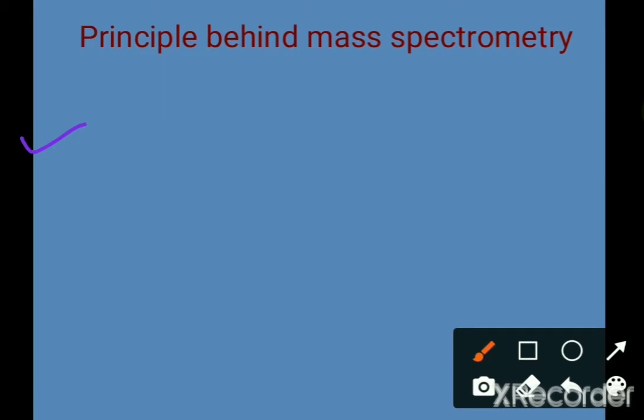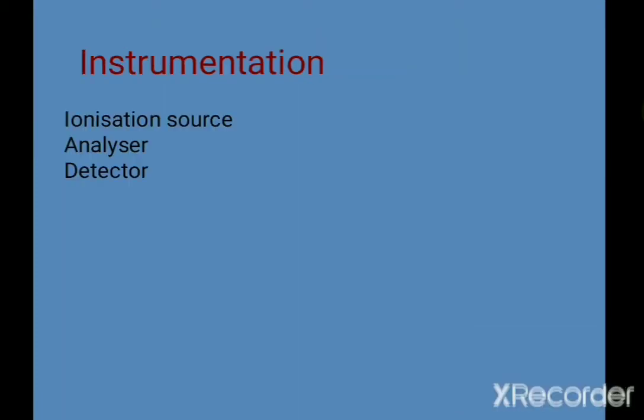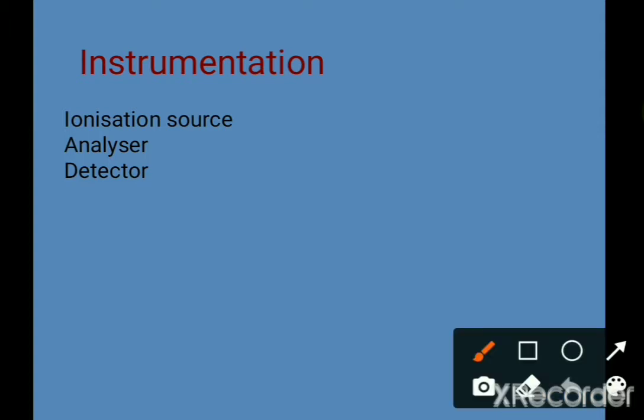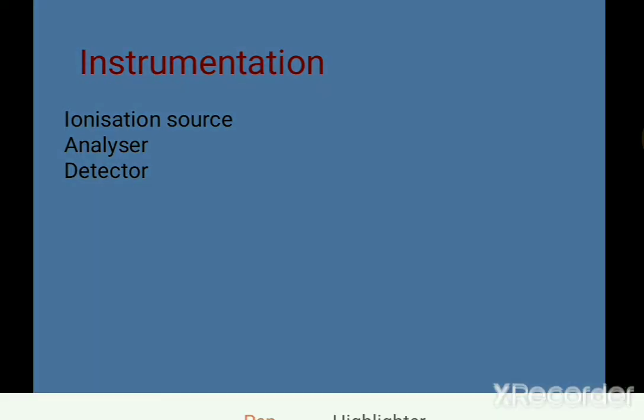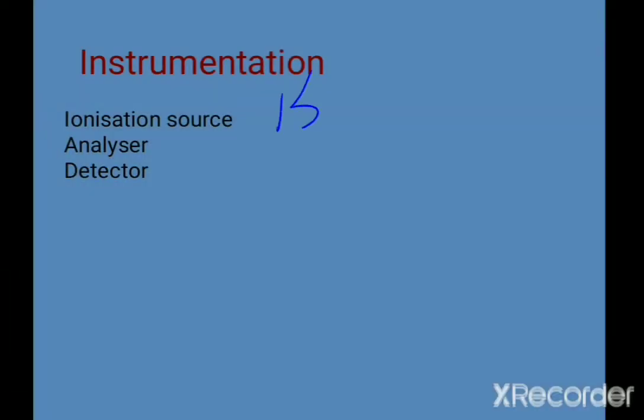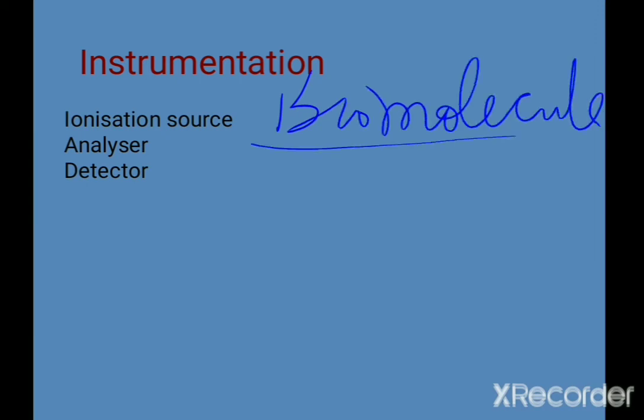So now let's talk about the instrumentation. The mass spectrometry has three major components: ionization source, analyzer and detector. So the biomolecule whose weight has to be estimated, you can now call it the analyte, whose weight has to be determined.